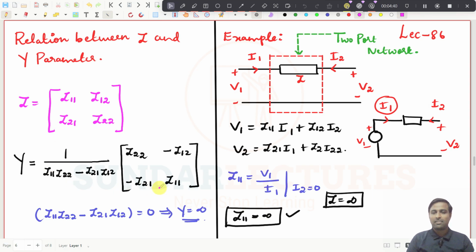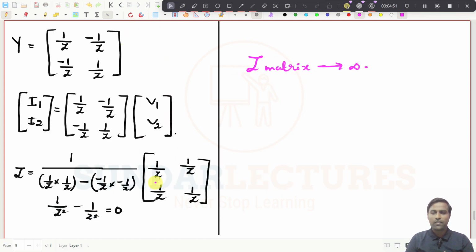For some circuits you will have a Y matrix, for some circuits you will have a Z matrix, right? So we will take another example and see that for another circuit you can have a Z matrix, but the Y matrix will become infinity. I will draw the diagram.